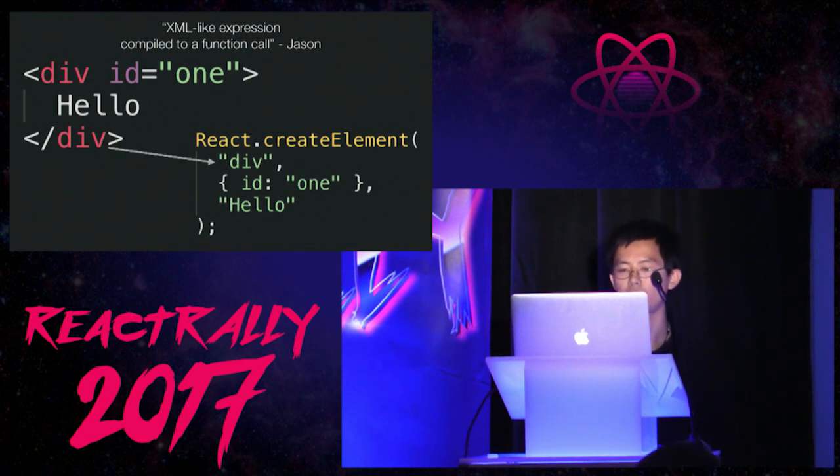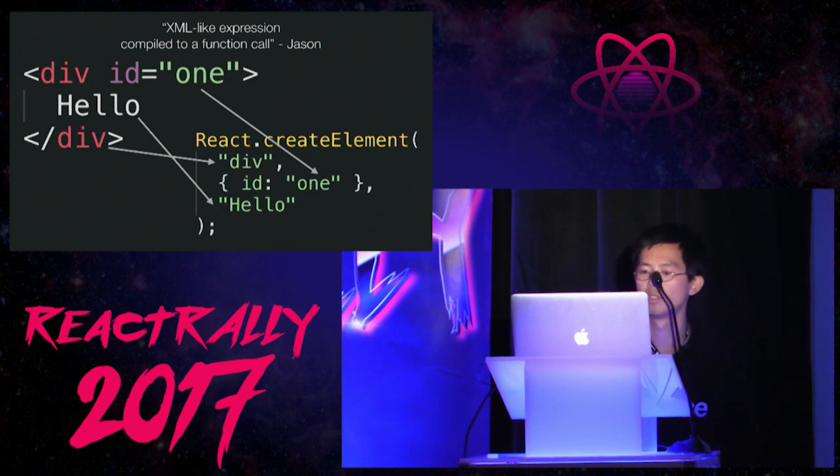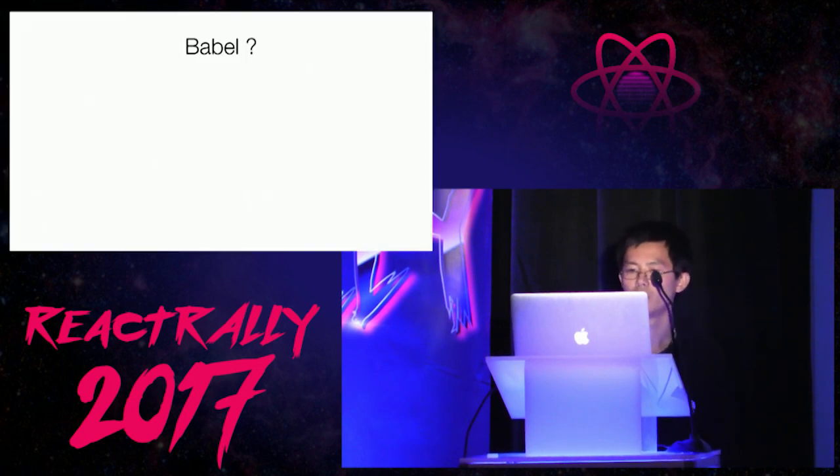We take the tag name like div, make it the first parameter. All of our attributes turn into an object as the second parameter, and the rest of the parameters are the children. So all we're trying to do is transform this kind of one-to-one mapping between JSX and this function.